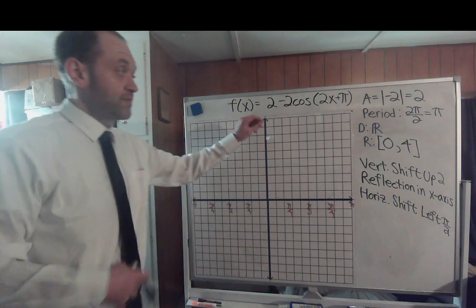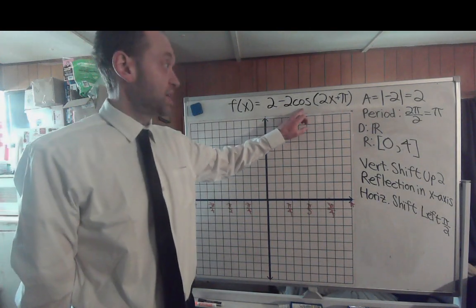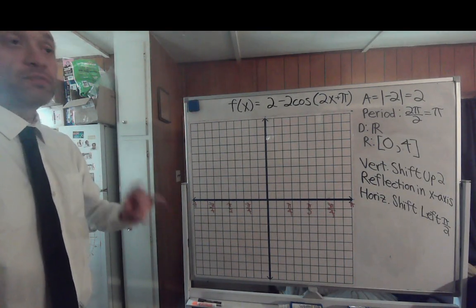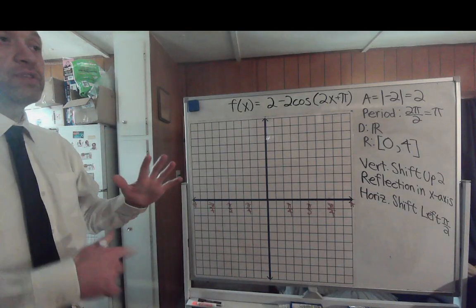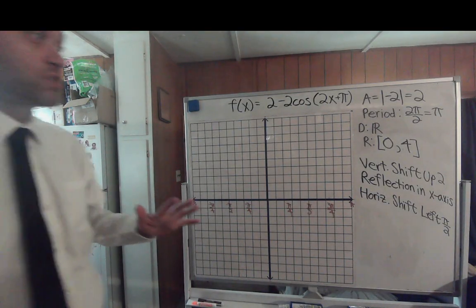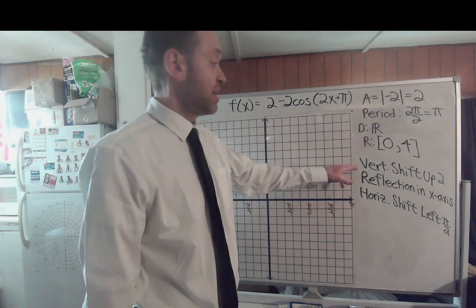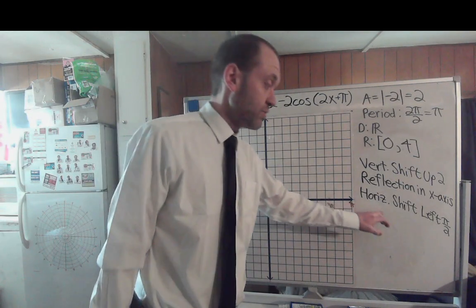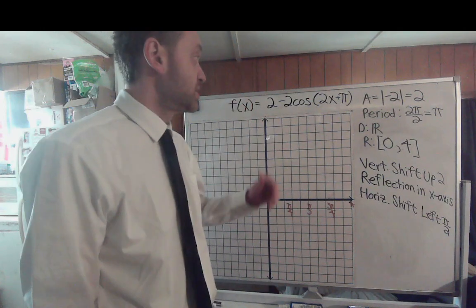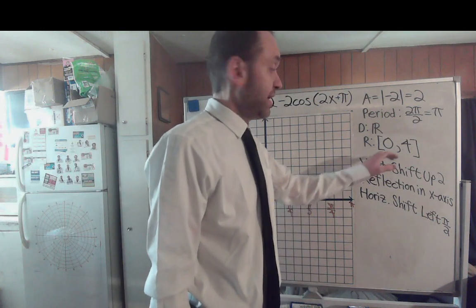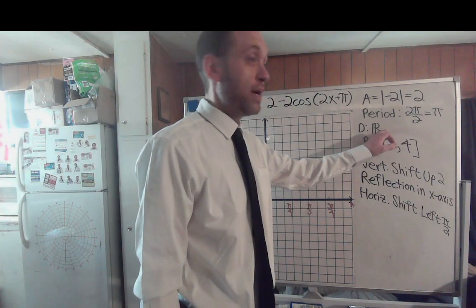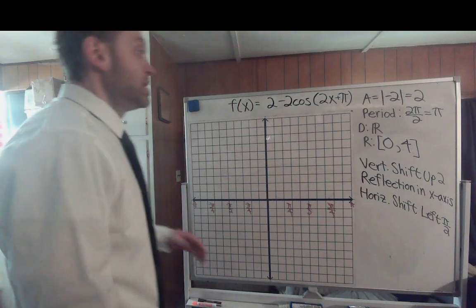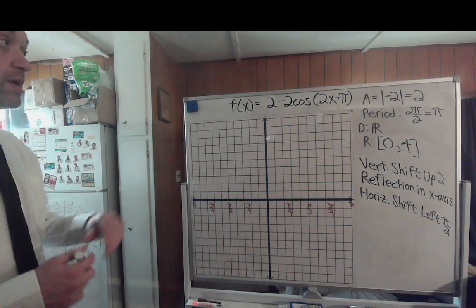So we have 2 minus 2 times the cosine of 2x plus pi. This is going to change the original cosine of x function by a vertical shift up of 2 units, a reflection in the x-axis, a horizontal shift left pi over 2 units, with the range being from 0 to 4, your domain still all real numbers, and your period being pi. So having said all that, let's go ahead and graph this.